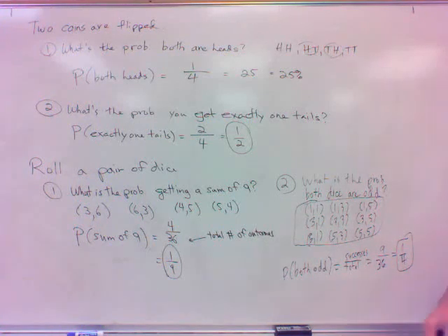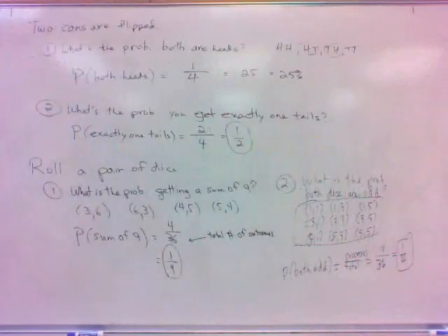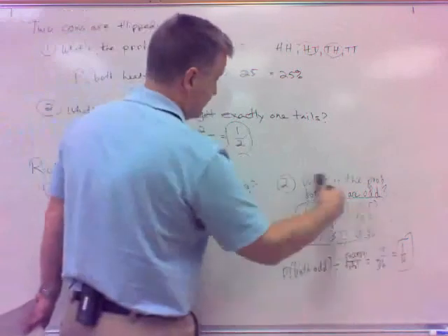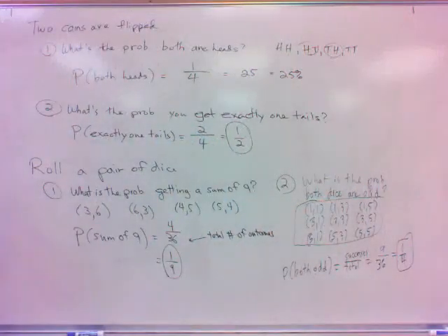So usually it's about listing. If you want to go ahead and list all 36 out to help you visualize it, that's perfectly fine. Do that.